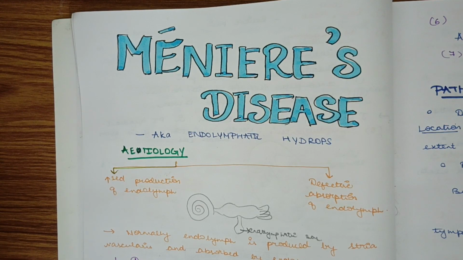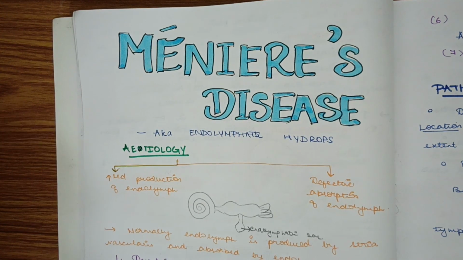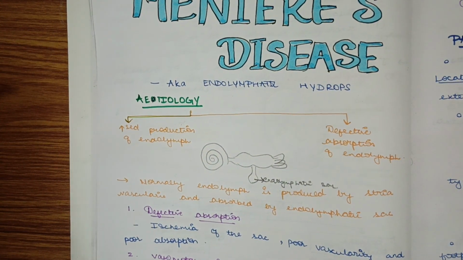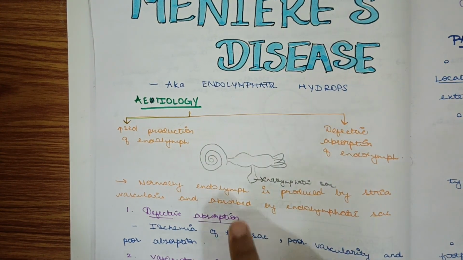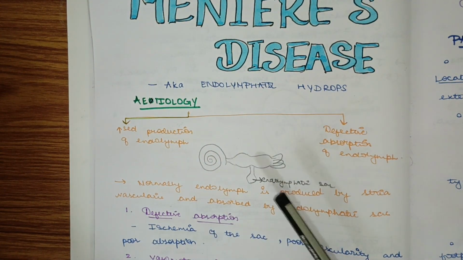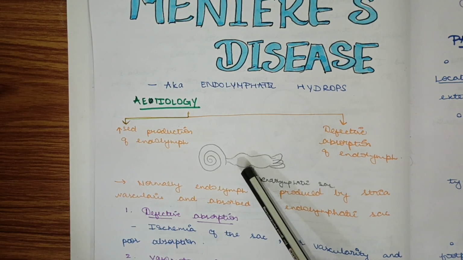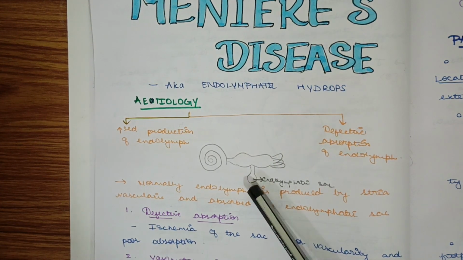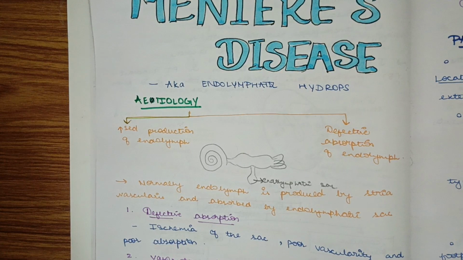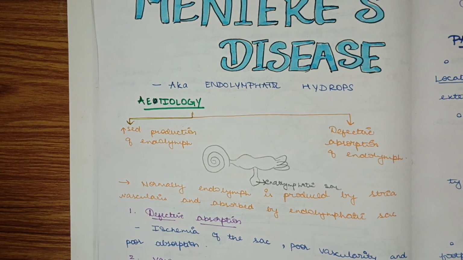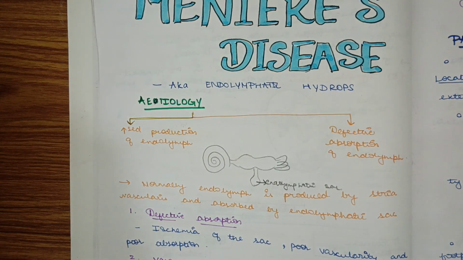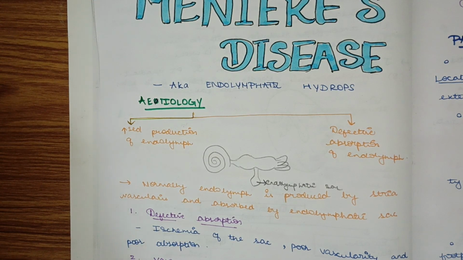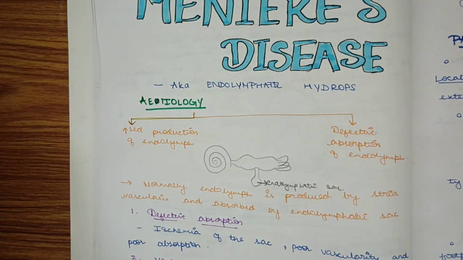As we know, the endolymph is produced by the stria vascularis, which is present in the scala media, and absorbed by the endolymphatic sac. So, this is the rough diagram in which this represents the cochlea. This is the saccule, this is the utricle, this is the semicircular canal, this is the endolymphatic duct and endolymphatic sac. So this is the area of absorption of the endolymph. Normally, if there is increased production or decreased absorption of endolymph, it may lead to Meniere's disease, which is also known as endolymphatic hydrops.